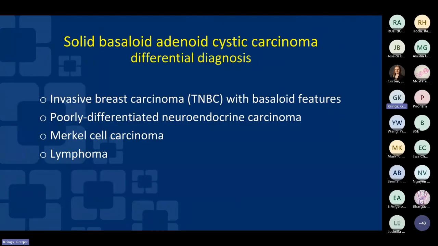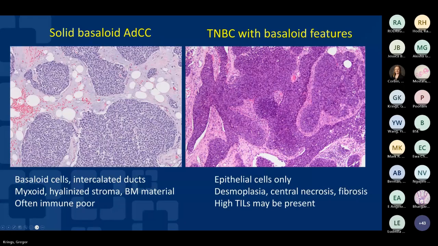In the differential diagnosis for these tumors, most challenging is a high-grade triple-negative breast cancer with basaloid features. This is a recurrent diagnostic issue that we struggle with almost every time we see one of these cases, it seems. Other lesions in the differential are, of course, poorly differentiated neuroendocrine carcinomas and Merkel cell carcinomas, which can be resolved using neuroendocrine marker immunohistochemistry, as well as lymphoma. But this is the most common diagnostic problem, how to differentiate these tumors from triple-negative breast cancers with basaloid features. Of course, if you do see the intercalated ducts, the myxoid characteristic stroma, or especially basement membrane material, that can certainly point to the diagnosis of solid basaloid adenoid cystic carcinoma.